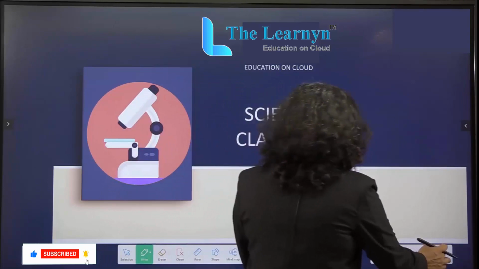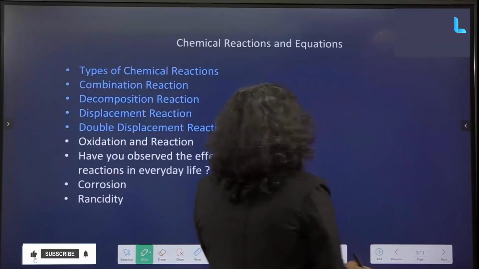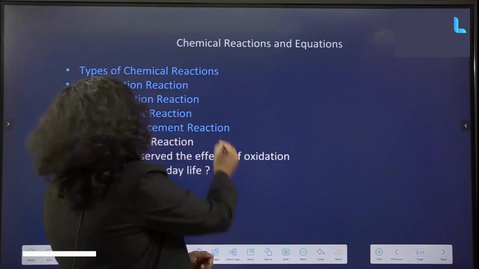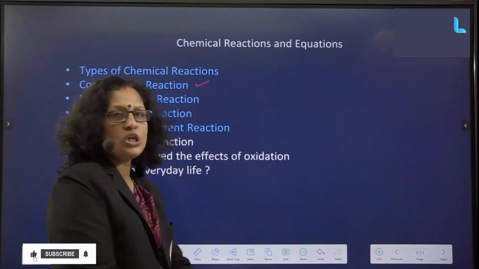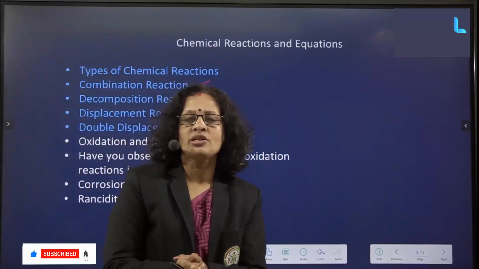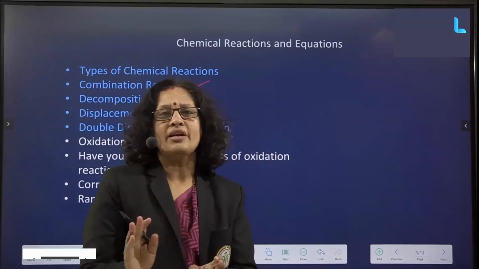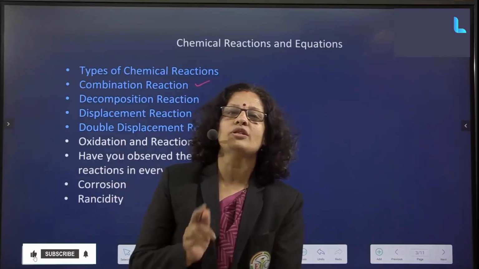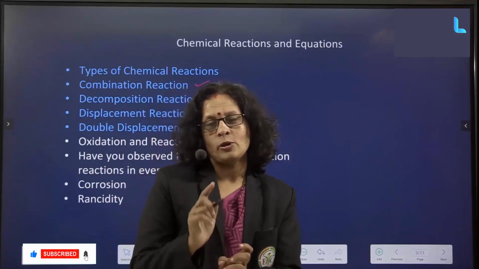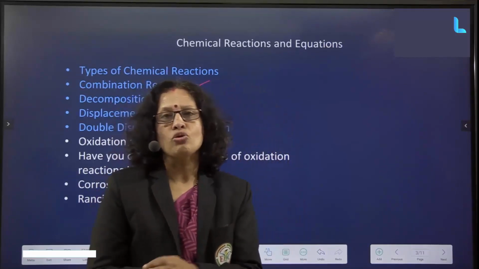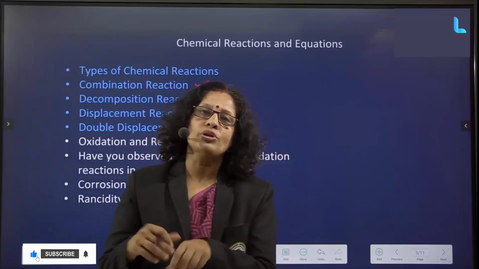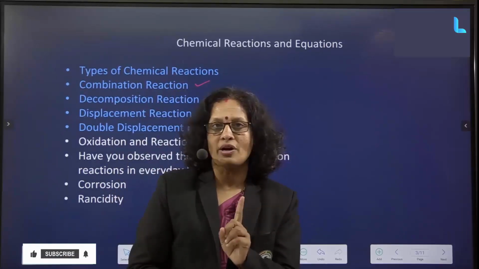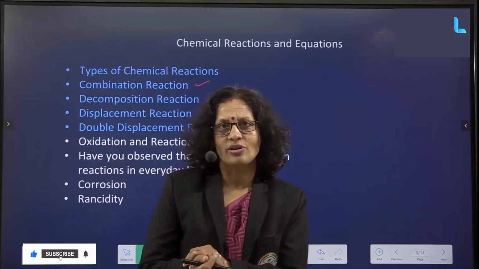Next we are seeing here the types of equations we have discussed in the previous classes. The first type we have already discussed, that is the combination reaction. A combination reaction is nothing else but a simple addition. Like in mathematics you have many numbers, you are adding them and always you are getting a single result. Like that in a combination reaction, one or more reactants will combine and you always get a single product. That is called a combination reaction.